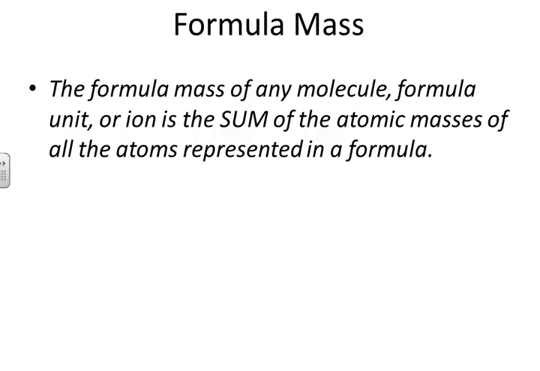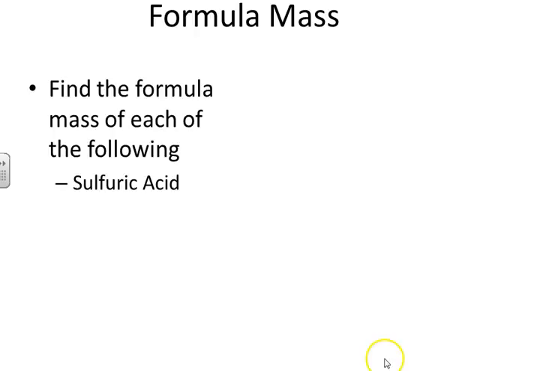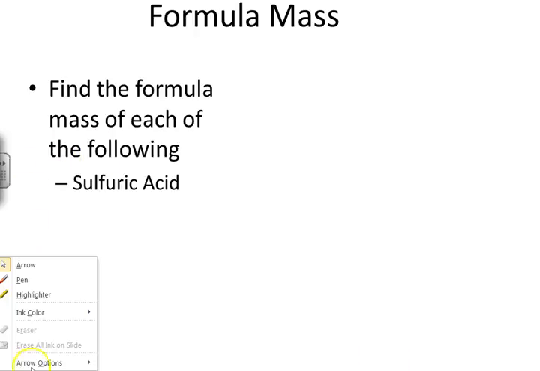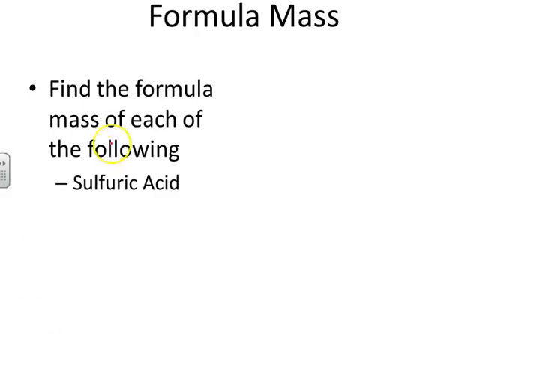Our first quantity that we want to develop in terms of the mathematics is the concept of formula mass. As the definition says here, a formula mass of any molecule, formula unit, or ion is the sum of all the atomic masses of the atoms represented in a formula for that substance. So we can use that definition to find the chemical formula for sulfuric acid and then determine its formula mass. Formula masses are in atomic mass units.